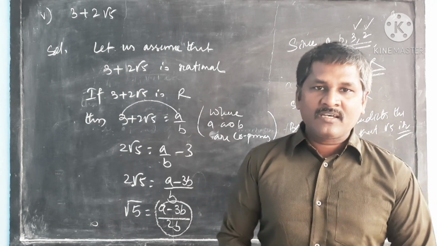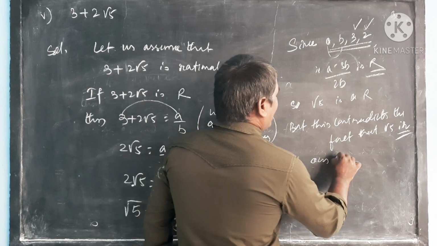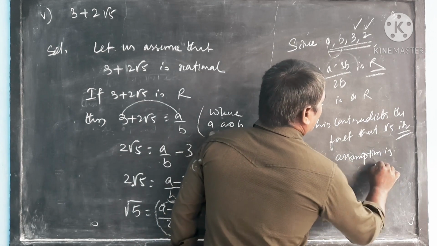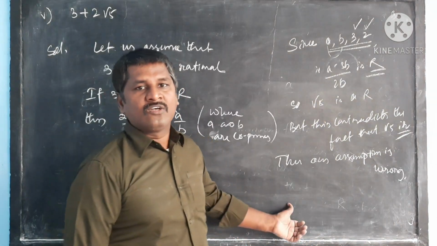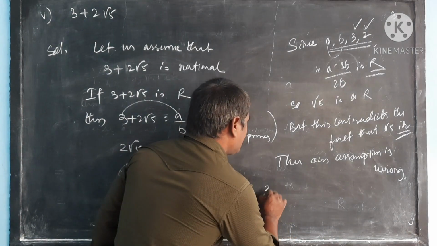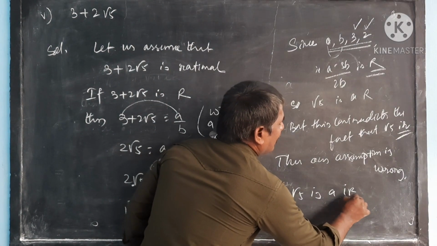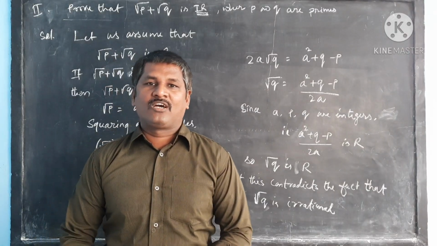Thus, our assumption is wrong. So you can write here, thus, our assumption is wrong. So you can conclude that 3 plus 2 root 5 is an irrational number. Hence, it is proved.